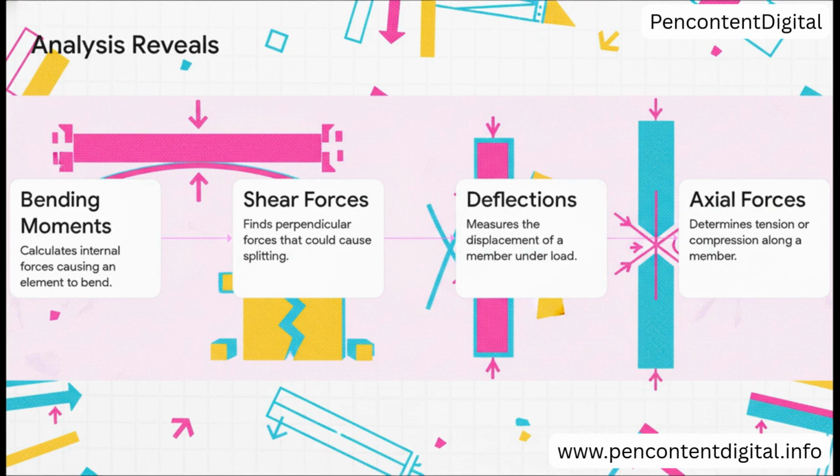Well, it's calculating 4 key things. Bending moments tell you how much a beam wants to sag or bend. Shear forces measure the kind of stress that could literally cause a beam to split apart. Deflections, that's how much the structure physically moves or sways. And axial forces tell you how much a column is being squeezed or stretched.